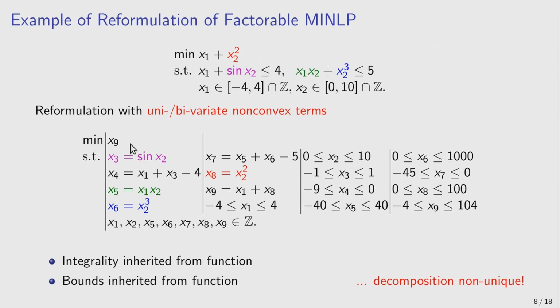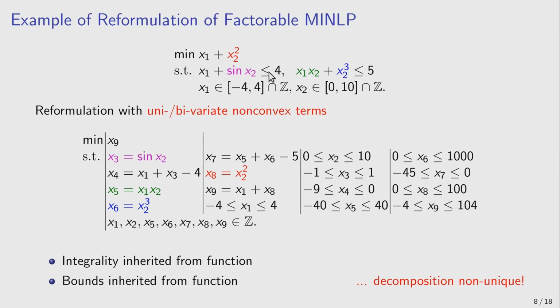And then for each of my nonlinear terms that I find here, I introduce an additional variable. So here I've introduced x3 for sine x2. And then I have another term, this inequality here. x4 is x1 plus x3 minus 4. That's this less than or equal inequality here.